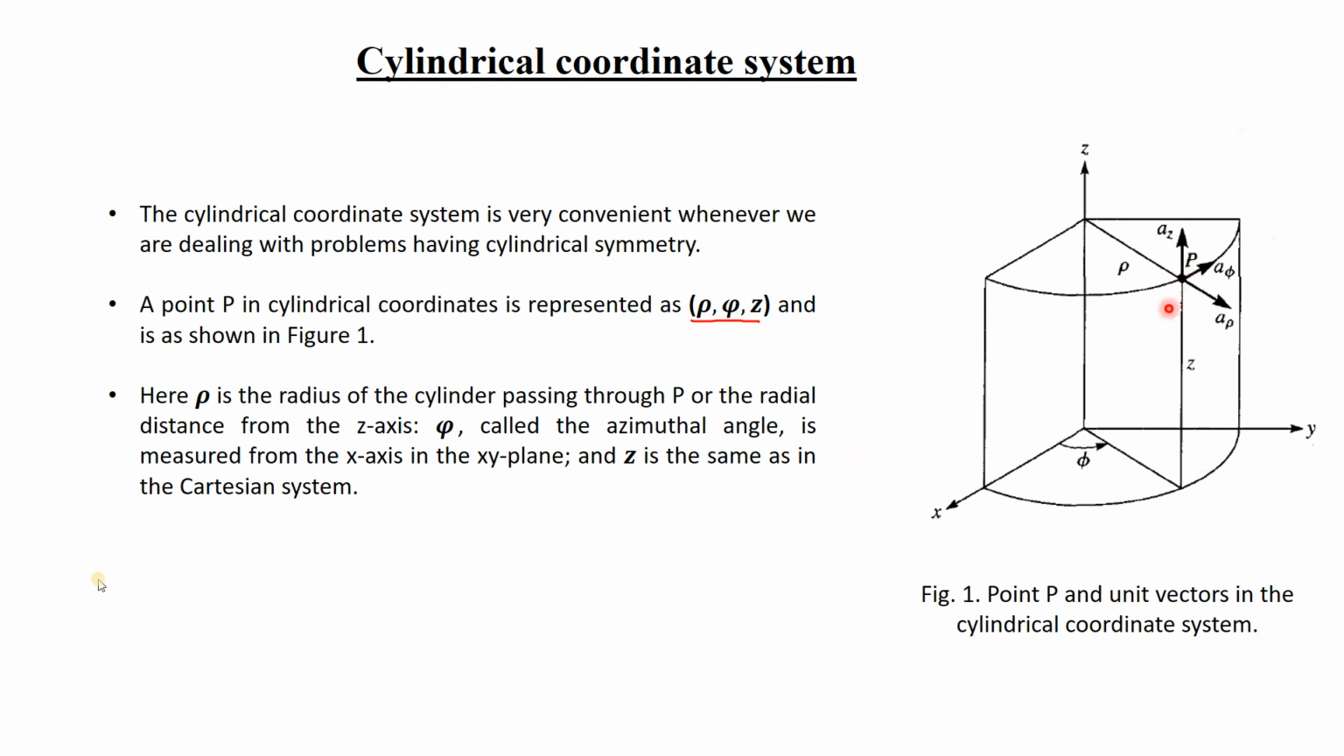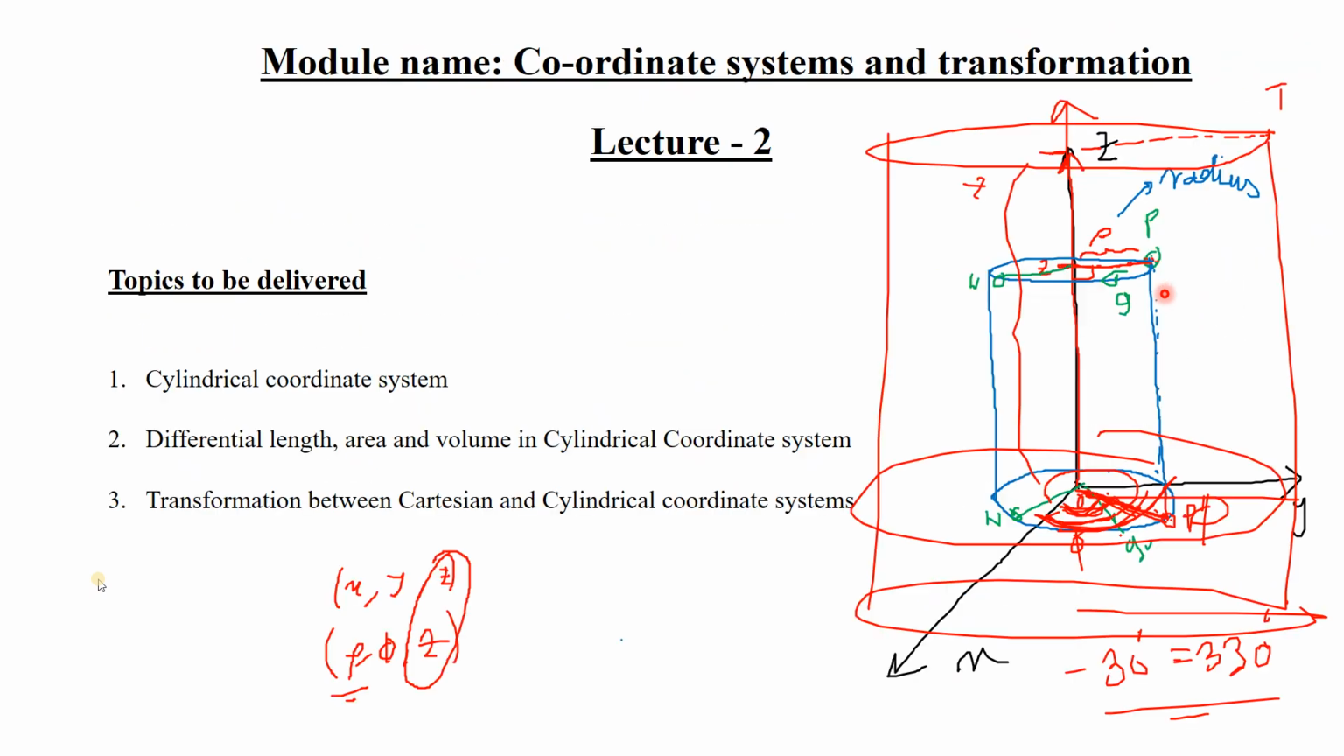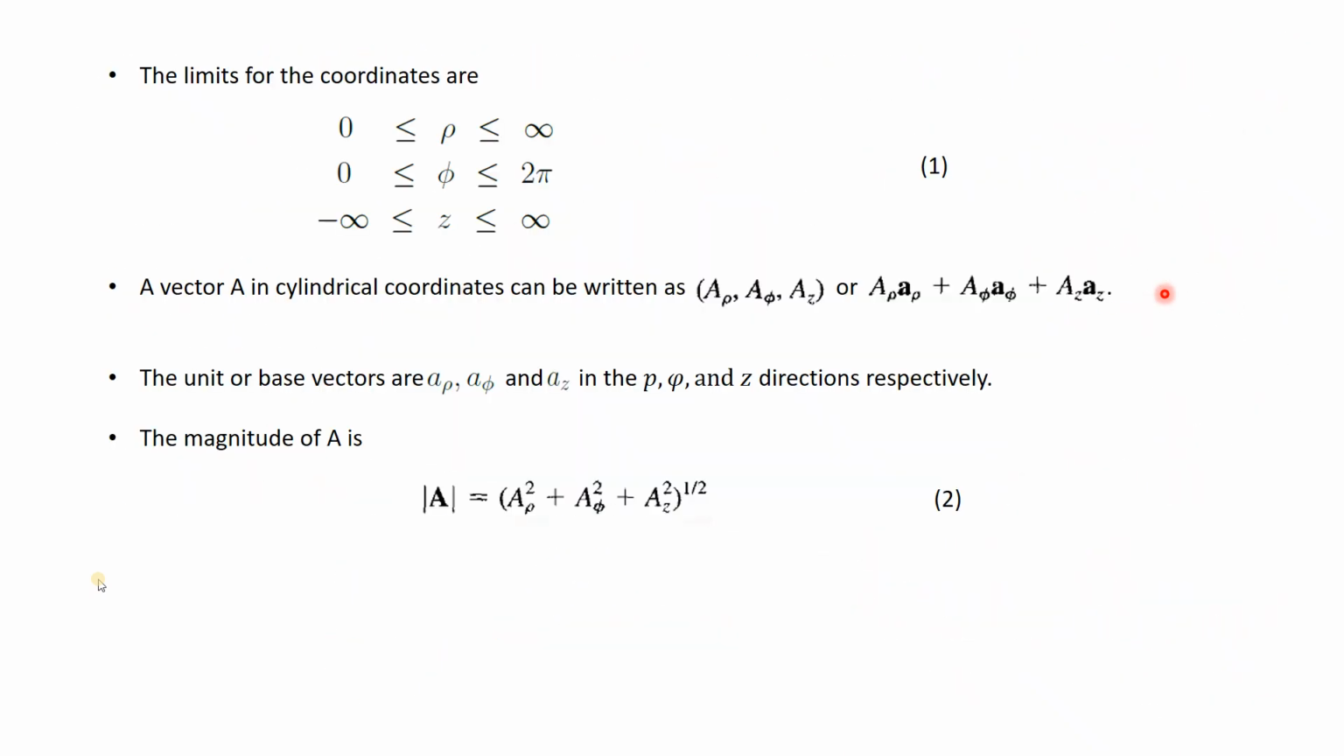Okay, so these are the axes, so these are the unit vectors. Any particular vector can lie on any one axis, or any two axes together, or have all the three axes. Similarly, a vector A in the cylindrical coordinate system can be written like this. These are the coordinates and this is the form of a vector: the coordinate of rho times unit vector rho, plus the coordinate of phi times unit vector phi, plus the coordinate of z times unit vector z.